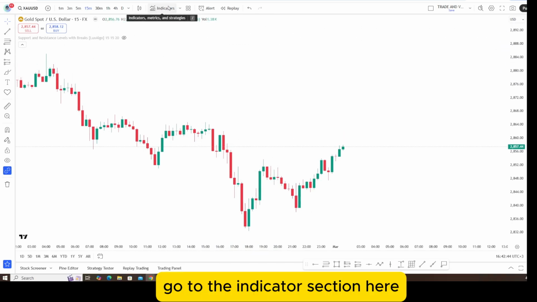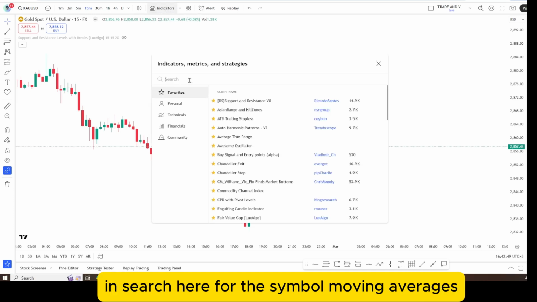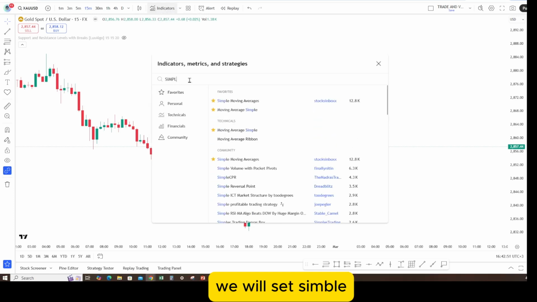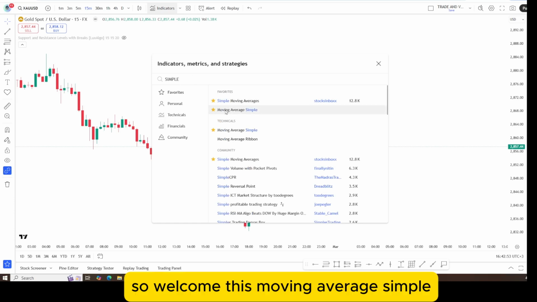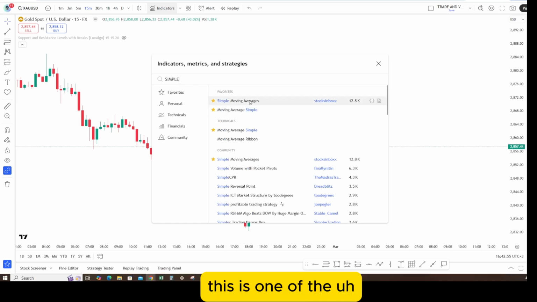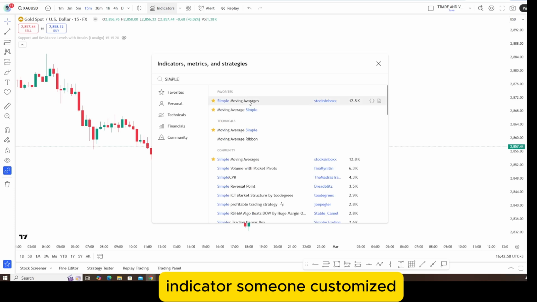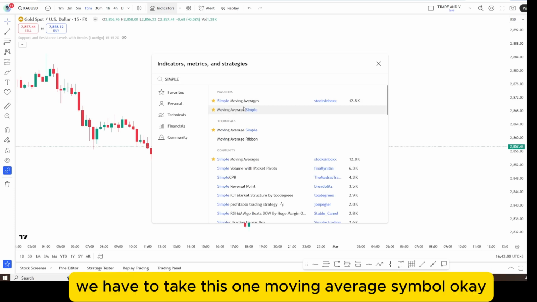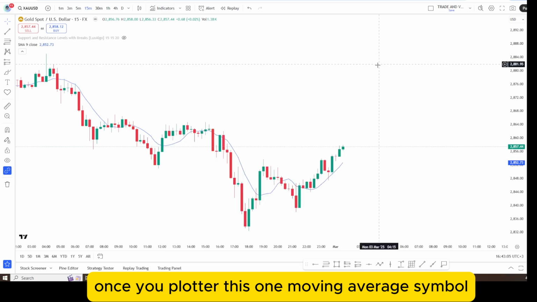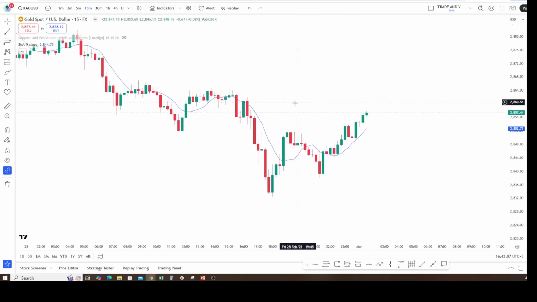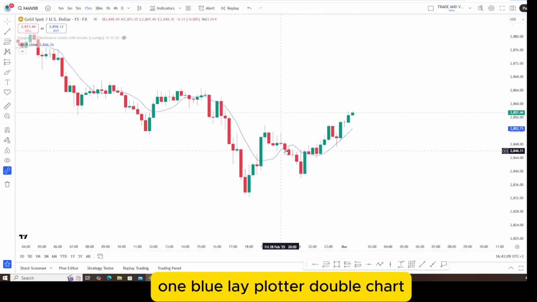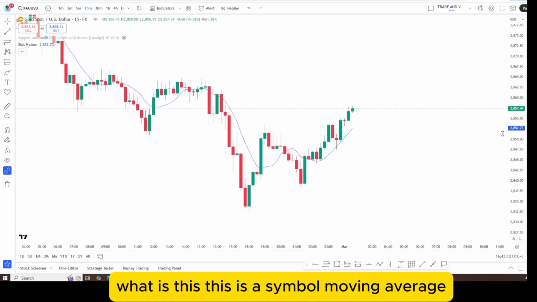Go to the indicator section here, at the top of our TradingView chart. In search, type the symbol moving averages. So this moving average symbol will come. This is one of the indicators someone customized. We have to take this one, moving average symbol. Once you plot this one, one blue line is plotted on our chart. What is this? This is a simple moving average.